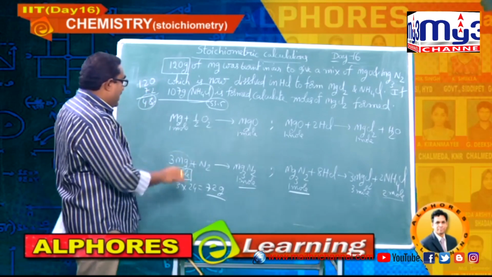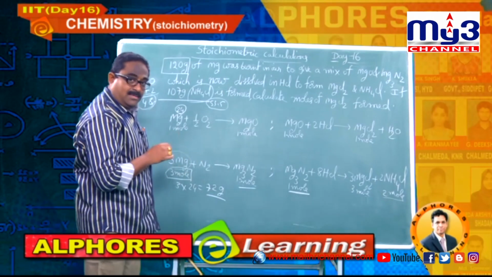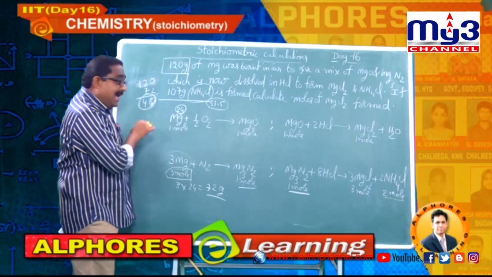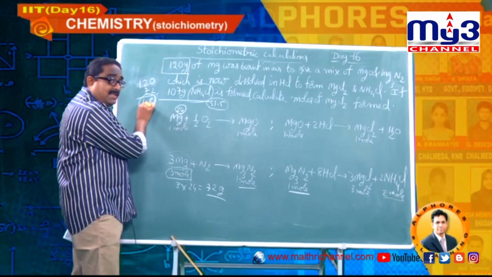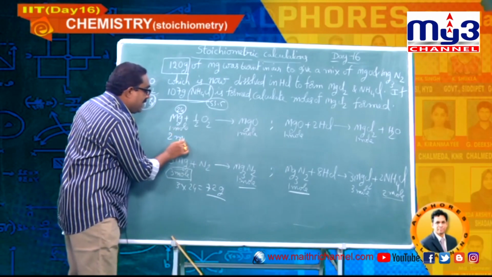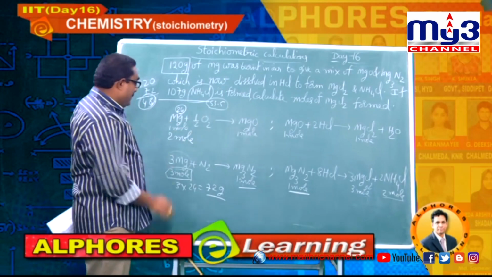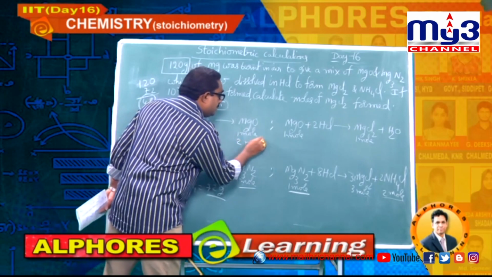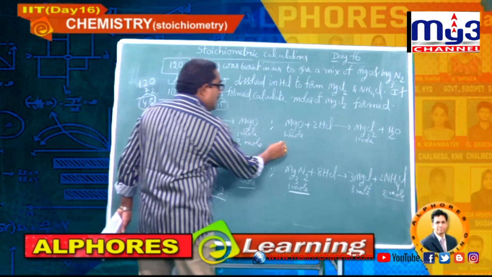Now what is the atomic mass of magnesium? 24. But our need here is 48 grams is left. So how many moles of magnesium are there? 2 moles of magnesium. Now we will go this sequence. 1 mole gives 1 mole, so 2 moles gives 2 moles. Now I got 2 moles of magnesium oxide. Write down here.